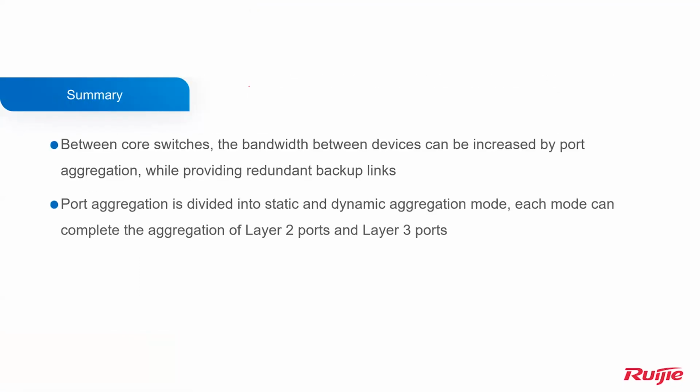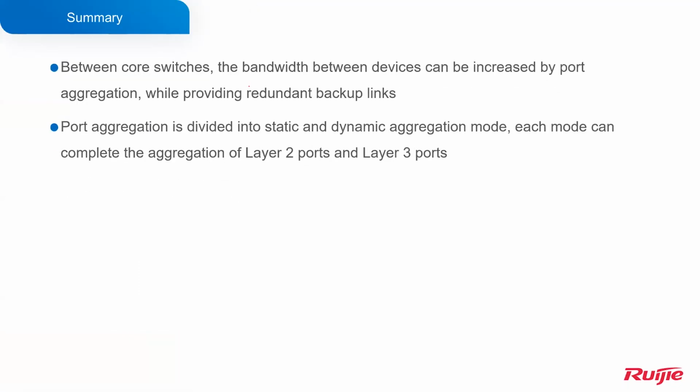Okay, so for the link aggregation, let's make a summary together. Between core switches, the bandwidth between devices can be increased by port aggregation while providing redundant backup links. Port aggregation is divided into static and dynamic modes. Each mode can complete the aggregation of layer 2 ports and layer 3 ports. Okay, so that's all for this part about link aggregation. Thank you for listening.